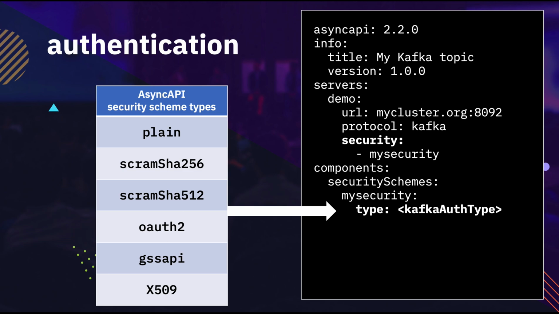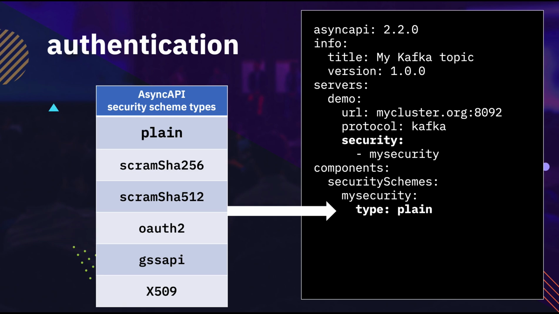These are the security scheme types in AsyncAPI that you can use with Kafka. plain for SASL PLAIN, scramSha256 and scramSha512 for SASL SCRAM in both the 256 and 512 variants, oauth2 for OAUTHBEARER, gssapi for Kerberos, and X509 for mutual TLS. Let's look at a few examples of what this will look like.